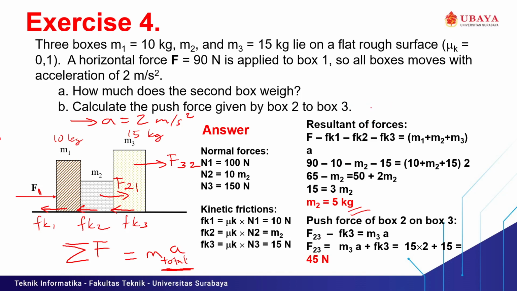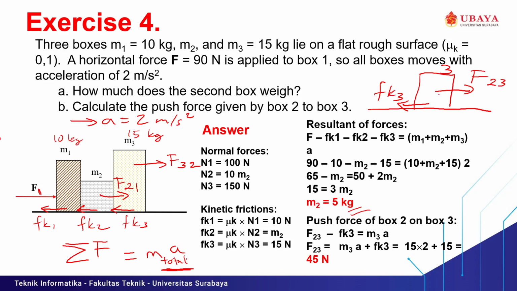If I separate the third box from the rest, I can draw it something like this. This is the third box. For the third box, I have F. The notation is reverse, so this is the force given by 2 on 3, or using our notation, actually F32. It's the same. And we also have the kinetic friction of box 3, Fk3.